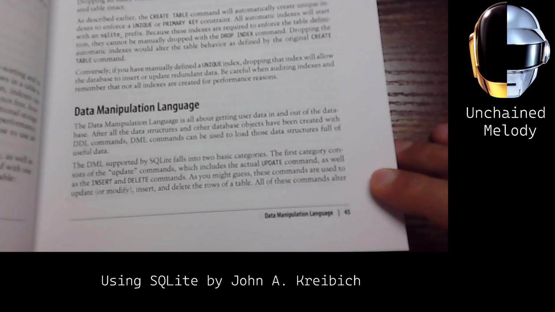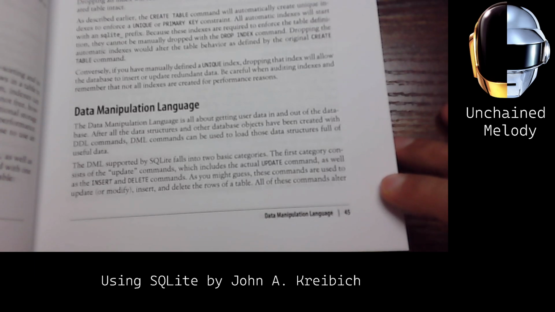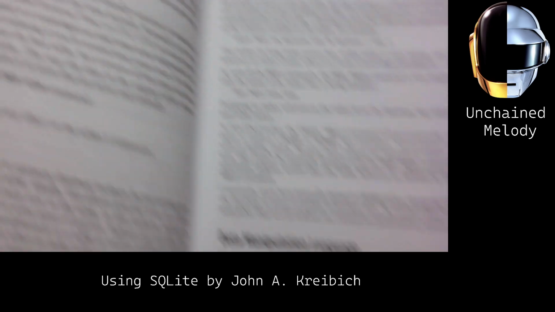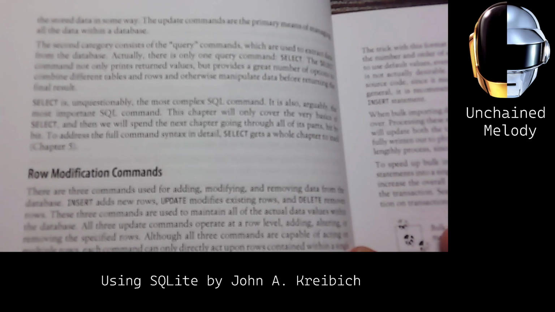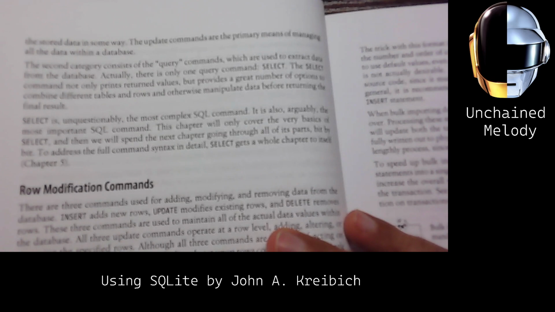The DML supported by SQLite falls into two basic categories. The first category consists of the update commands, which includes the actual UPDATE command as well as INSERT and DELETE commands. As you might guess, these commands are used to update or modify, insert, and delete the rows of a table. All of these commands alter the stored data in some way. The update commands are the primary means of managing all the data within a database.